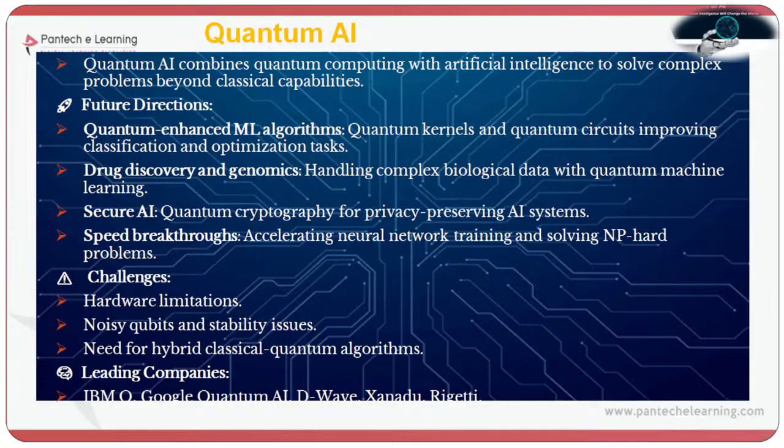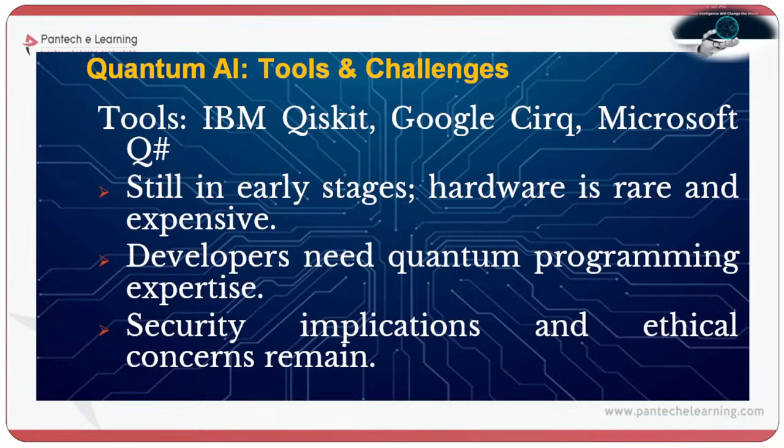Coming to the next one, what we can do. If you are taking this quantum AI, we have a little bit of hardware requirements and limitations. And coming to the next one, a little bit of noisy disturbance will also be there. So sometimes some hybrid models will work in a better way. Now you can see the AI tools and the challenges in detail here.